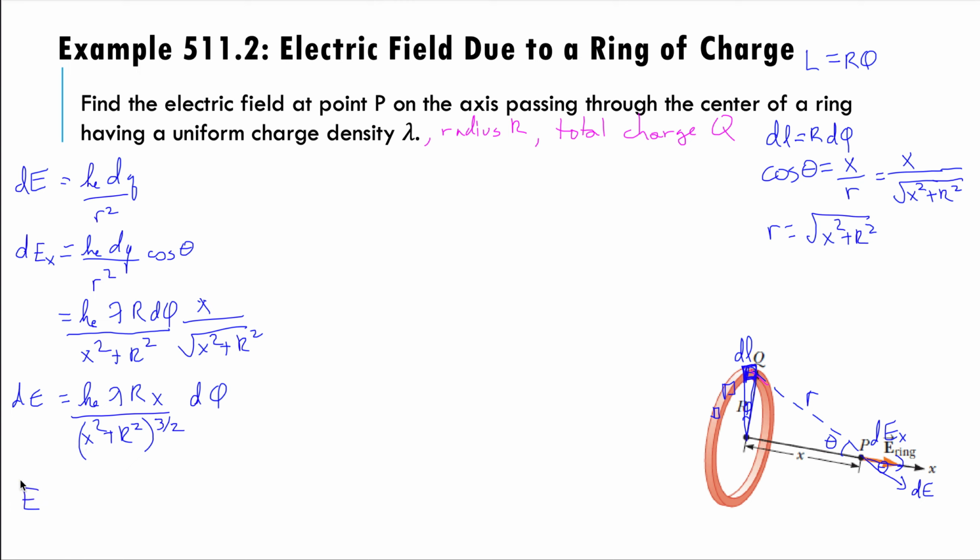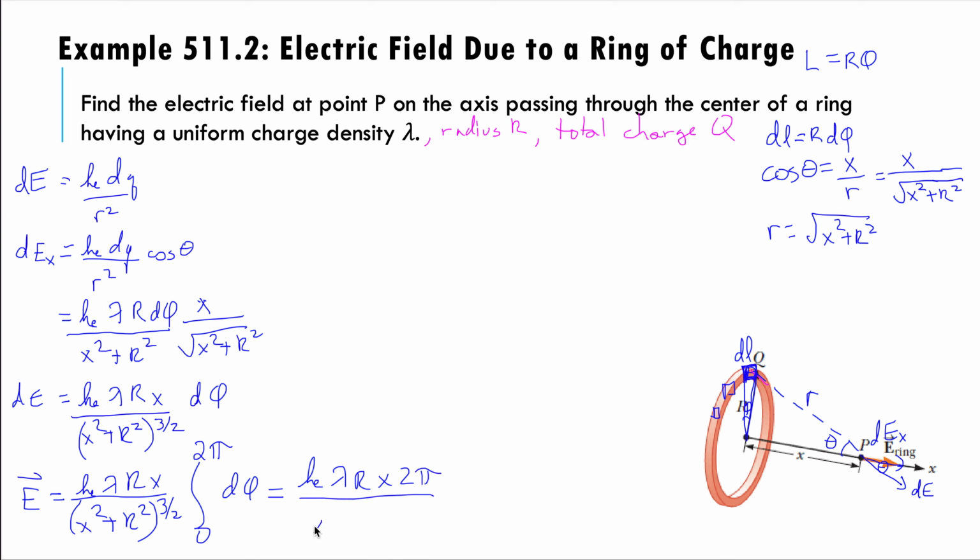So now we're ready to write the field as all of this expression, which is a constant, and we're going to integrate phi from 0 to 2 pi, which will give us 2 pi. Again, you could have integrated dl from 0 to 2 pi r if you wanted to, you would get the same result. So in this case, we're going to have ke lambda r x 2 pi over x squared plus r squared to the 3/2.